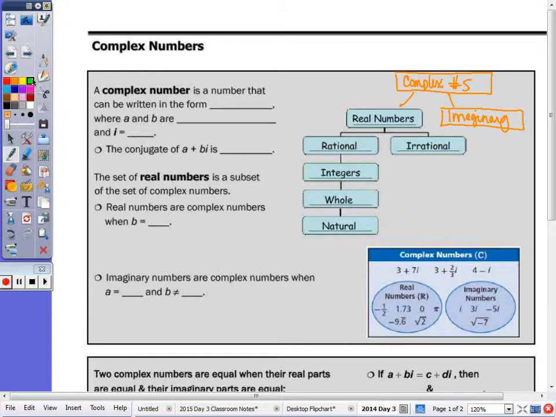Okay? So you have to have some number, whether it be a radical, a whole number, a decimal, or a fraction, and an i term. So we say that a complex number can be written in the form a plus bi, where a and b are real numbers, and i is the square root of negative 1.